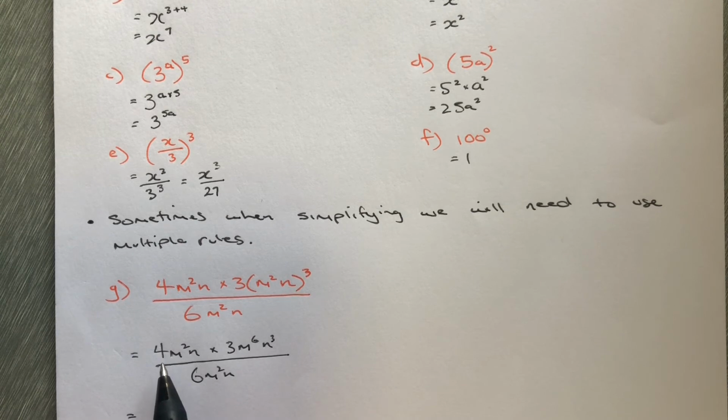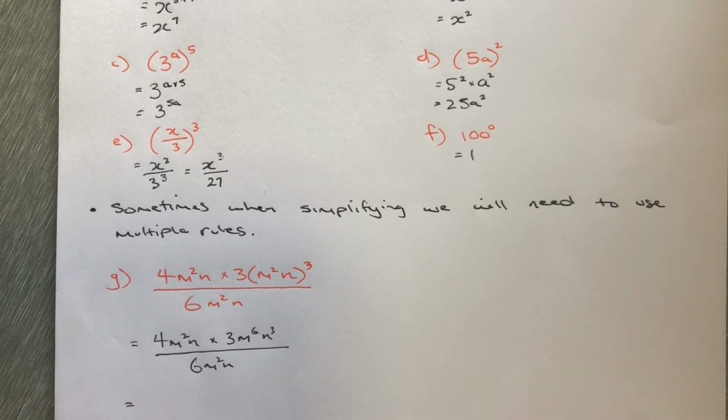Okay, so what I like to do is look at the things that are similar. So we've got some normal numbers, we've got some m's, and we've got some n's. Let's just look at the normal numbers first. So 4 times 3 is going to be 12. M squared times m to the power of 6, we need to go back to the first law. So that's going to be m to the power of 2 plus 6, so m to the power of 8.